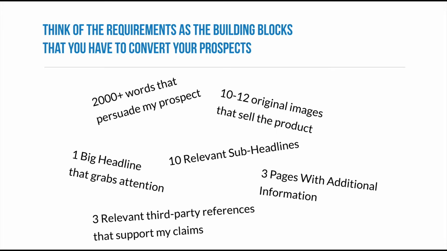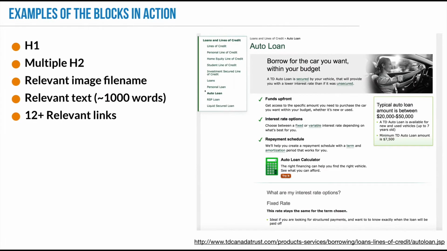And same thing with the additional pages. They could be additional resource pages. And if you want to rank even higher, you want to have relevant external links, you could have third-party references that support your claim. So you see how you could transform all these building blocks and tools into actual things that'll help you to create a page that converts. Now, this has been a lot of abstract and theory, so let's jump right into examples. And I'm going to show you how the building blocks are used on very high ranking pages.